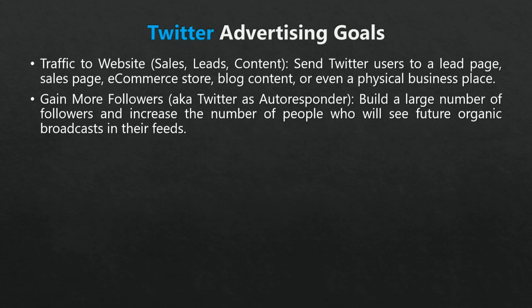Next, there's the gain more followers goal, or as we like to call it, Twitter as autoresponder. In this goal, your aim is to build a large number of Twitter followers. The reason we also refer to this as Twitter as autoresponder is because the main sought-after benefit here is to increase the number of people who will see your tweets in their Twitter feeds. In this sense, your tweets become similar to sending out email broadcasts via your autoresponder. If you grow a large enough Twitter following, this can be very beneficial, and if your content is engaging enough to get a lot of traction in the form of likes, replies, and retweets, you can significantly increase the range of your organic reach into people's news feeds, to a point where your organic tweets are almost as far-reaching and effective as your paid ads.